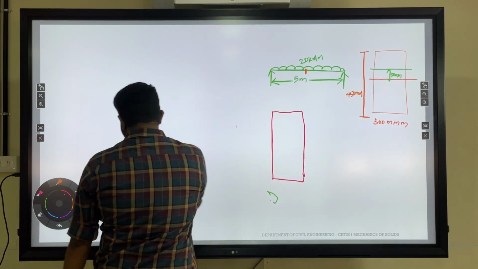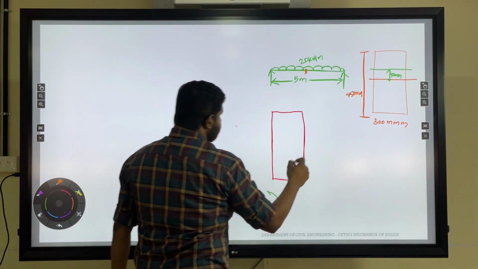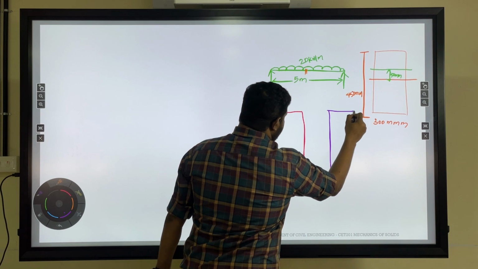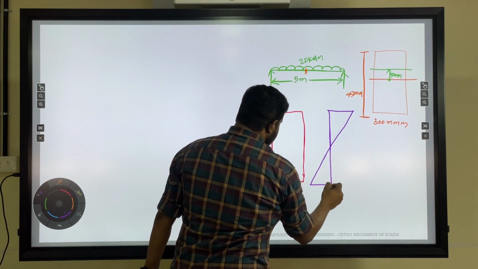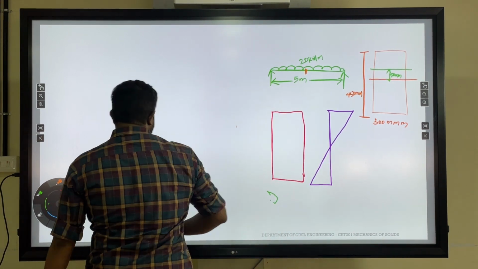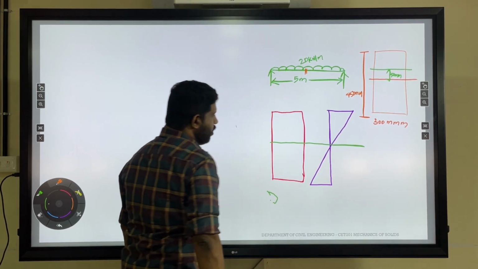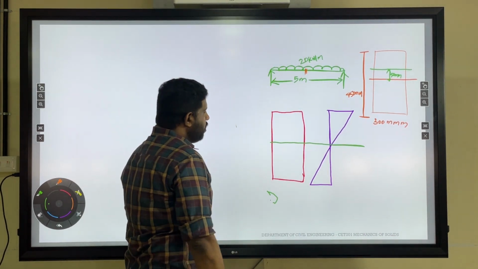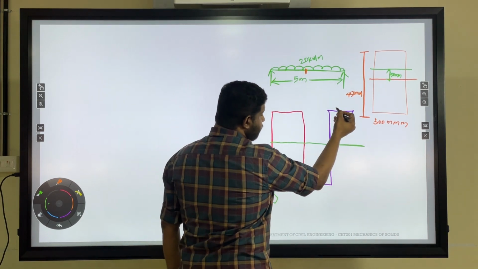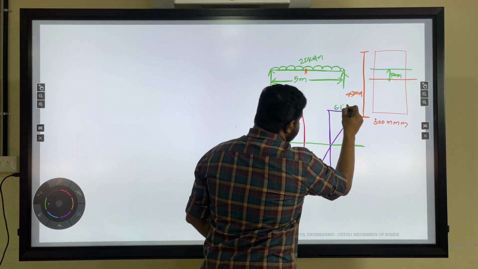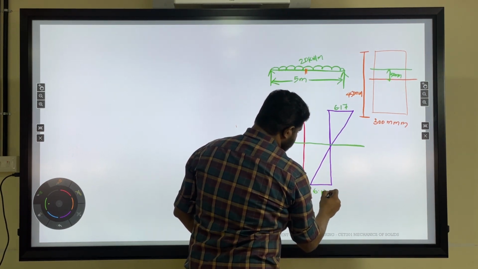Bending stress varies linearly, and the bending stress diagram is like this. This will be your neutral axis, and we know that the maximum bending stress is 6.17. Here also it is 6.17.